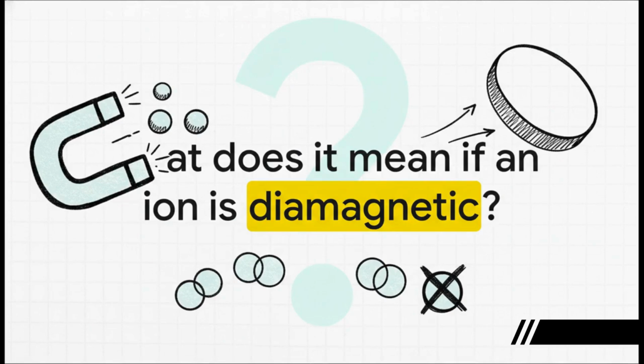Okay, let's hit pause for a second. A quick pause and think moment. Before we even touch that formula, what does it mean if something is diamagnetic?